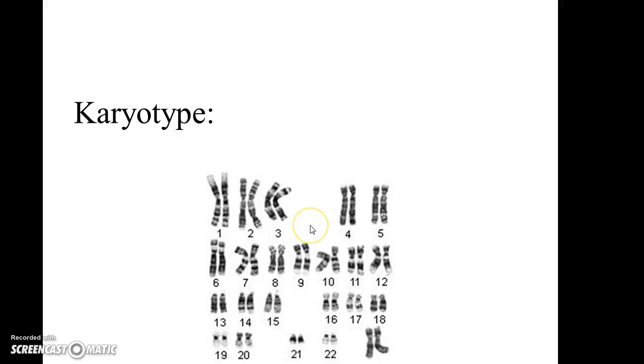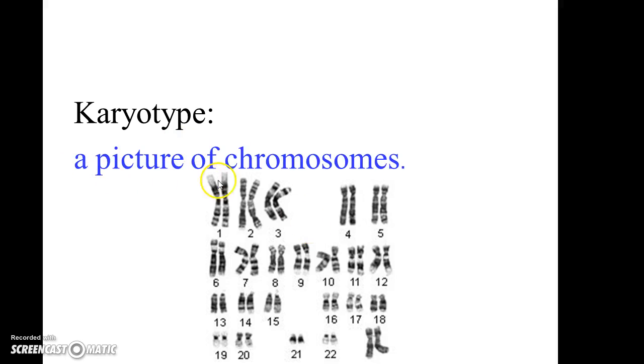This is a karyotype, which is just a picture of chromosomes. Here we can see, let's see, I'm going to use a pen. Here we have the 1, the 2, the 3, all the way up to the 23rd chromosome, which is right here. Which would be, in this case, a female because it's 2 X's.